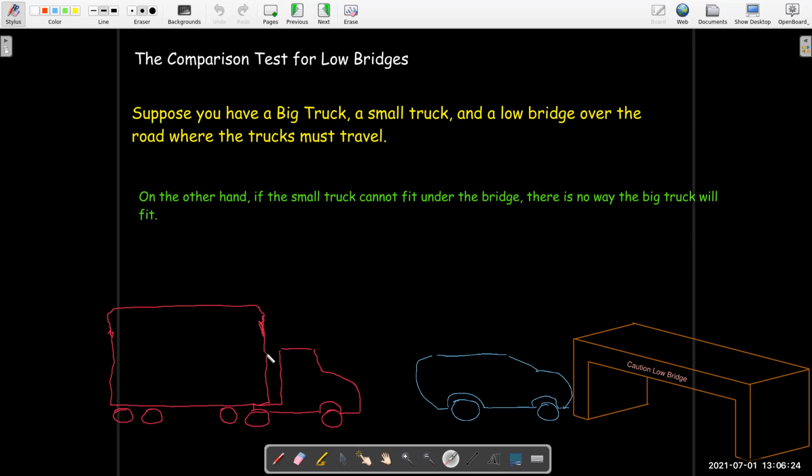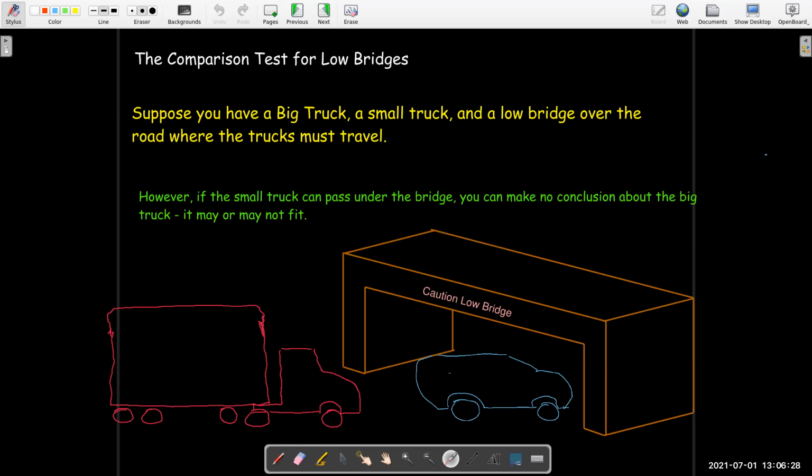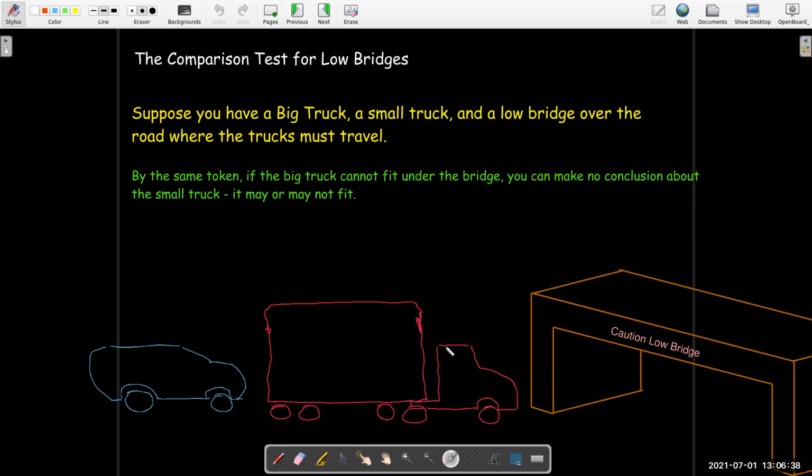But there are cases where the comparison doesn't help. So for example, if the small truck can fit, then you don't know what's going to happen with the big truck. It may or may not fit. And on the other hand, if the big truck can't fit, that doesn't really give you the necessary information to be able to say whether the little truck will fit or not.